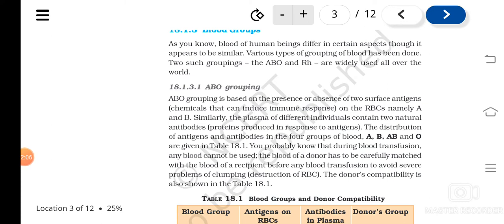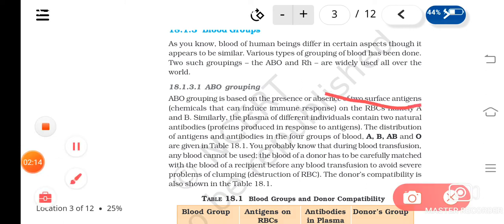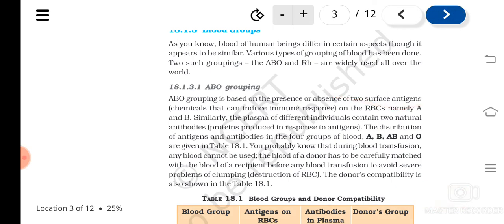ABO blood grouping is based on the presence of 2 antigens, A and B, on the surface of the RBC. Understood? So there are 2 different antigens present on the surface of RBC, called A and B. And there are 2 different natural antibodies present in the blood plasma, A and B. So the distribution of antigens and antibodies in A, B, AB and O blood groups is like this.